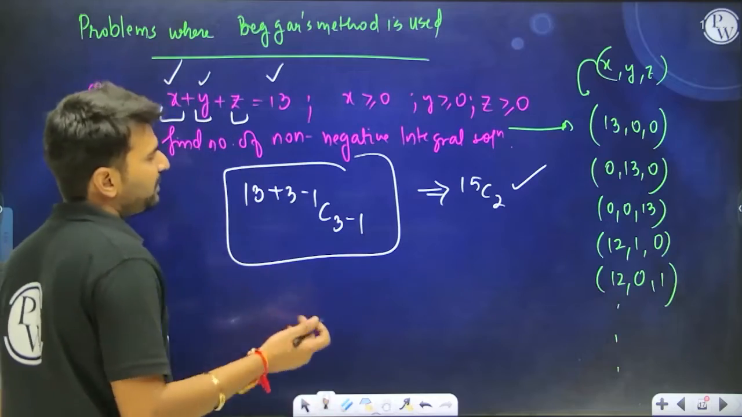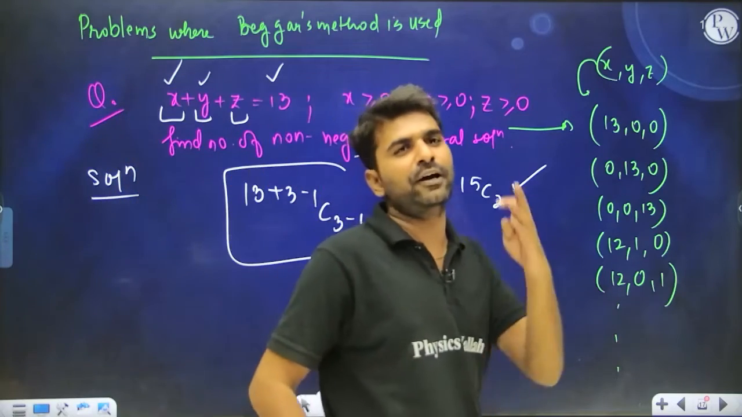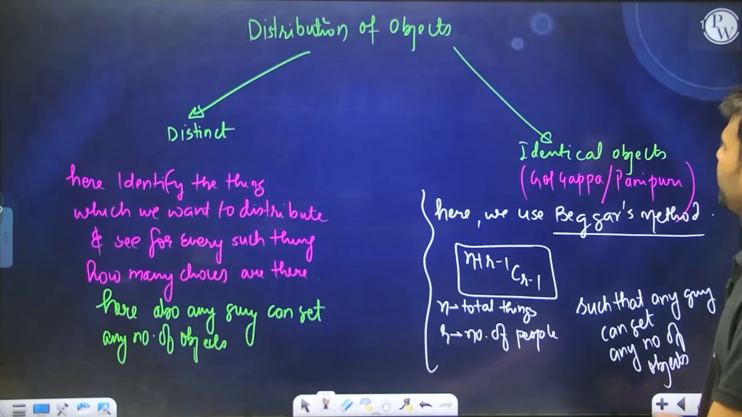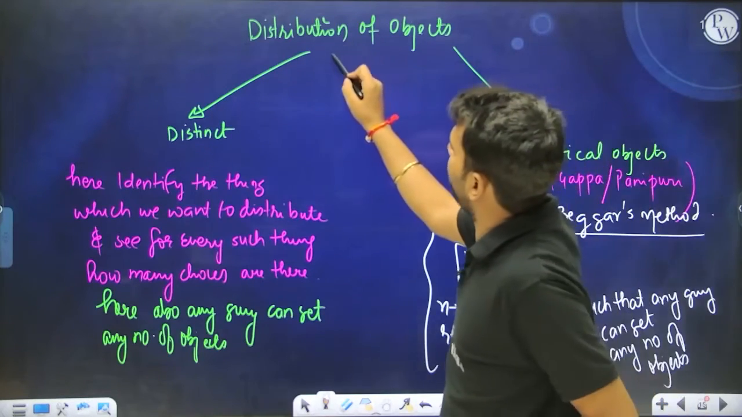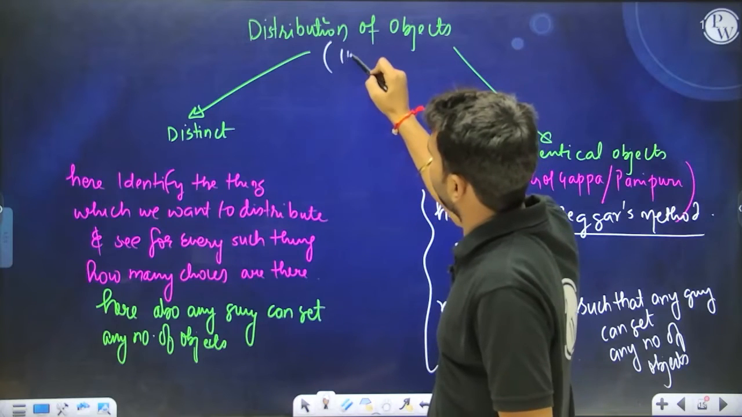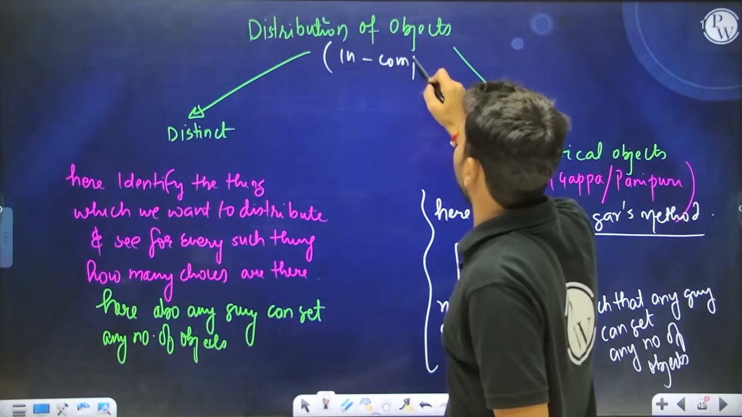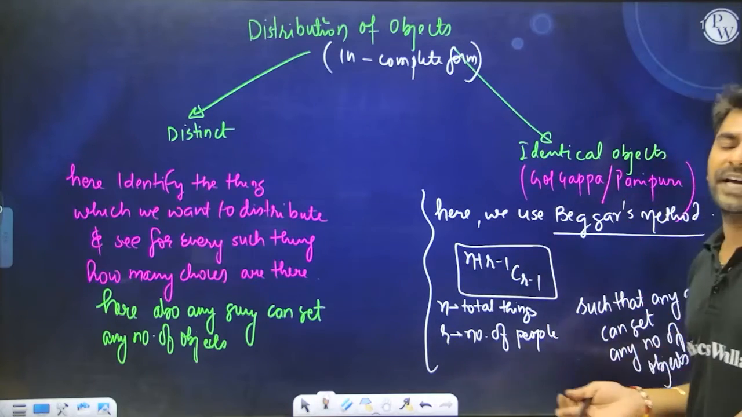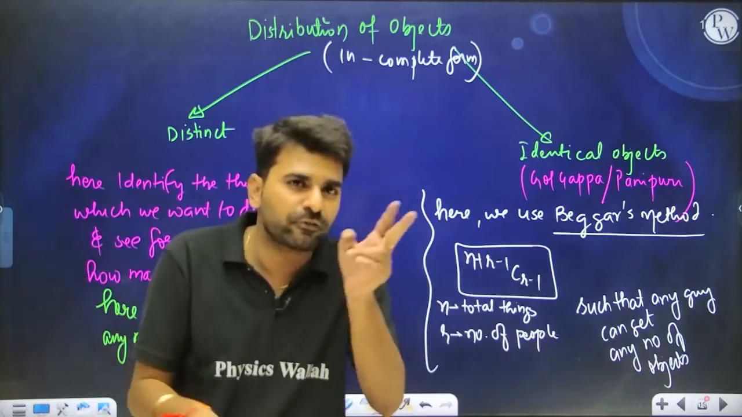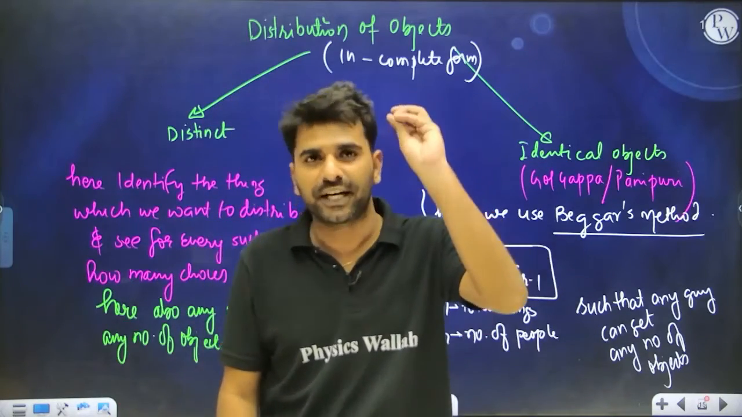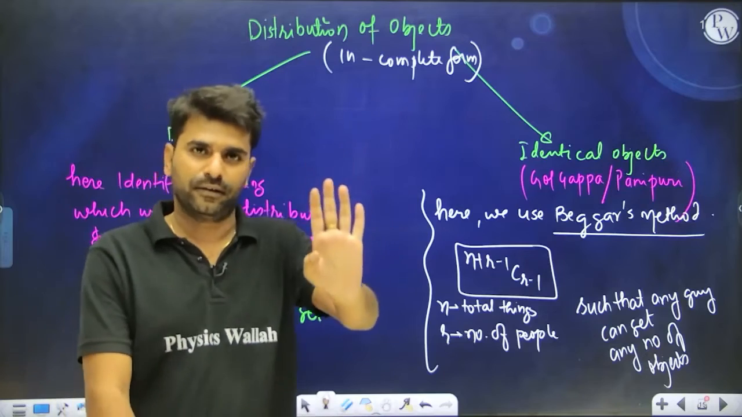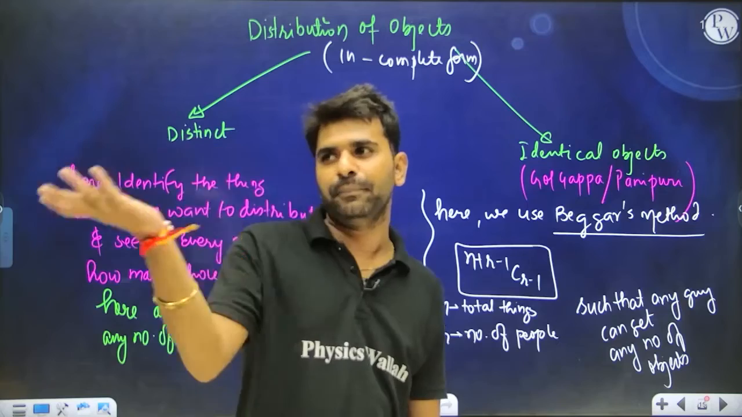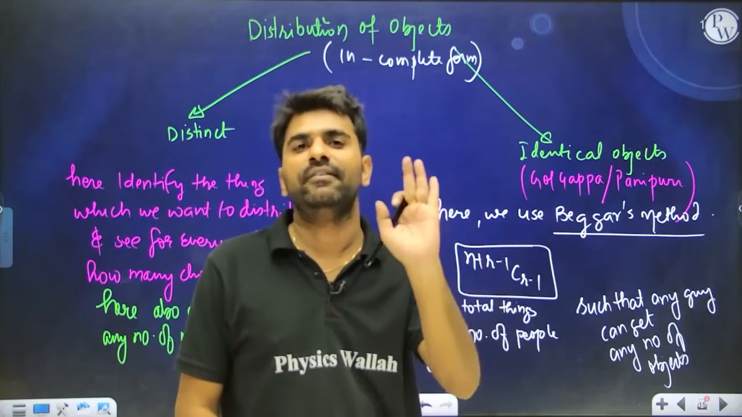Now sometimes what happens, that it is given to me that x is, okay, you cannot distribute half of things, okay. Distribution of objects will be done in complete form. In complete form means what? Let's say the Pani Puri wala is distributing Pani Puris. He cannot give half of the Pani Puri to one guy and half of the Pani Puri to another guy. He has to distribute it completely. Completely he will give one single Pani Puri only. This can never be the possibility, right?